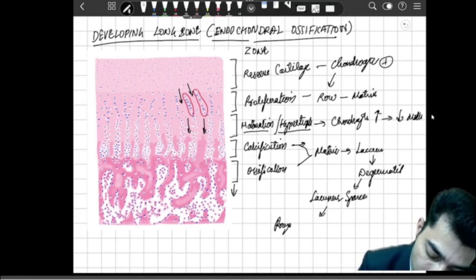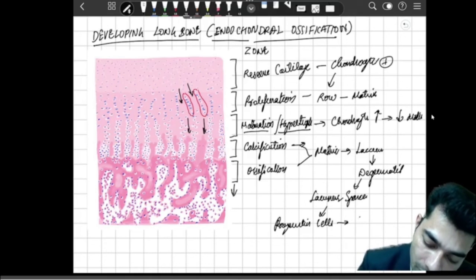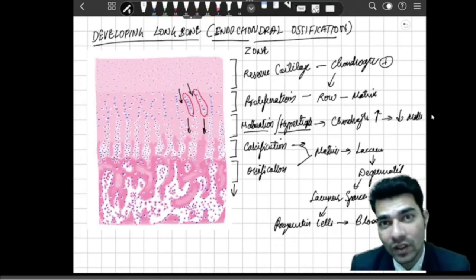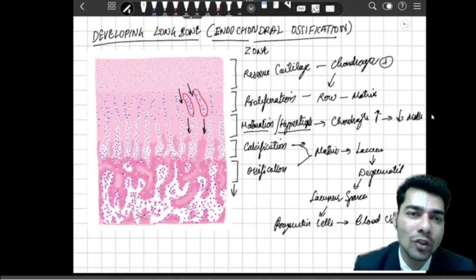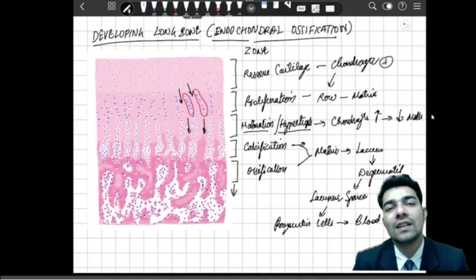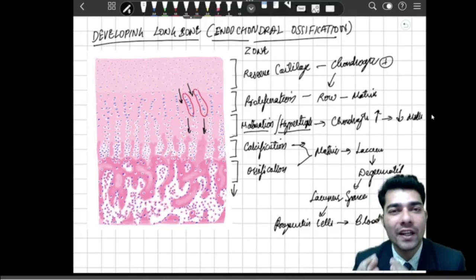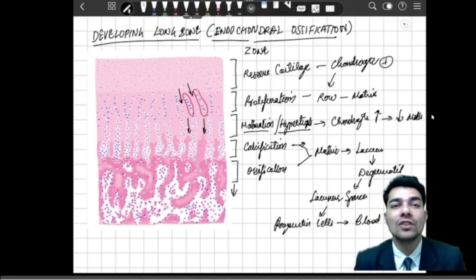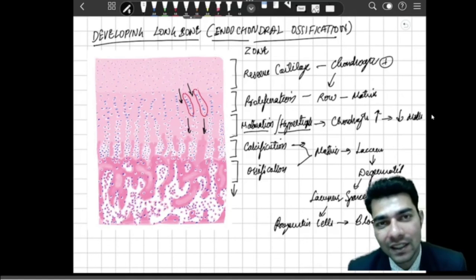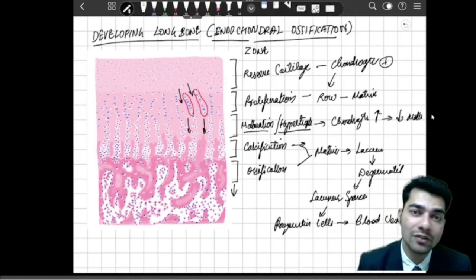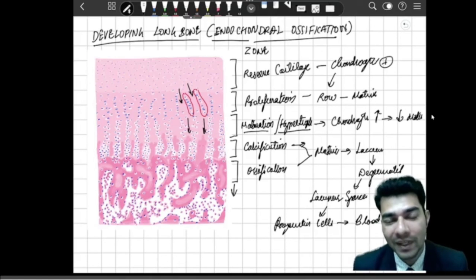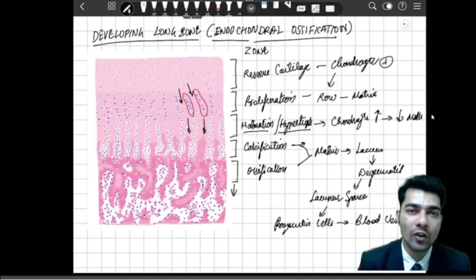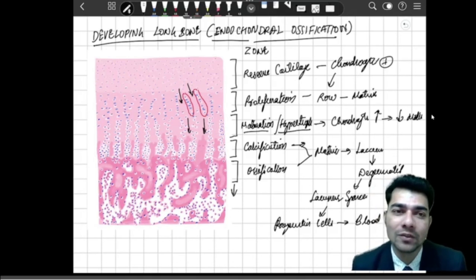progenitor cells and the blood vessels invade these lacunar spaces and start depositing the bone matrix in the required pattern. Okay, what happens there? Osteocytes will come, osteoblasts will come, osteoclasts will come and remodel the bone according to the requirement of that site.